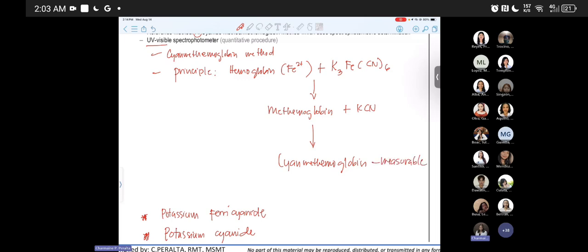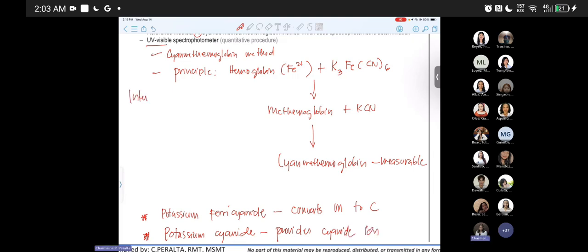So if we want to determine the hemoglobin content of the RBC, kailangan natin i-convert si hemoglobin to cyanmethemoglobin. Two-step method to. Kasi si hemoglobin, kailangan mo na siya i-convert sa methemoglobin. Si methemoglobin, i-convert sa cyanmethemoglobin. Si potassium ferricyanide, so sulat nyo na lang, potassium ferricyanide converts hemoglobin to methemoglobin. Si potassium cyanide reagent provides the cyanide ion.